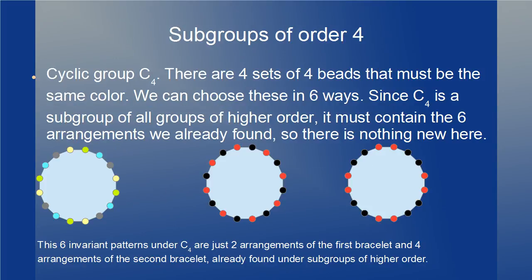Down to subgroups of order 4. Again, we start with the cyclic group. Every 4th bead must be the same color, and this defines 4 groups of 4 which have the same color. We must pick 2 of these 4 groups to be red and the other 2 to be black, and there are 4 choose 2, or 6, ways to do this. Included in those 6 ways must be all the arrangements we already found, since the cyclic group of order 4 is a subgroup of all groups of higher order. Indeed, we have exactly 6 arrangements found so far, 2 from the alternating and 4 from the double alternating, so there's no new bracelet to be found for the first time in C4.